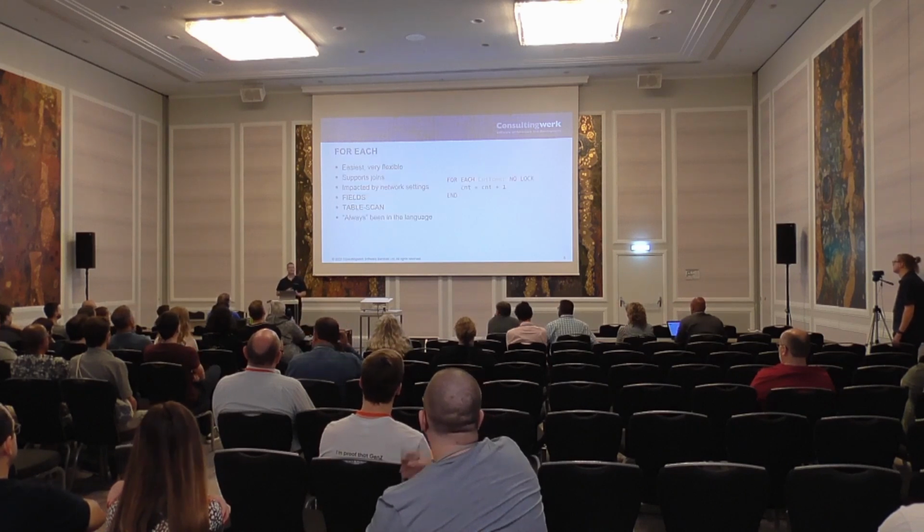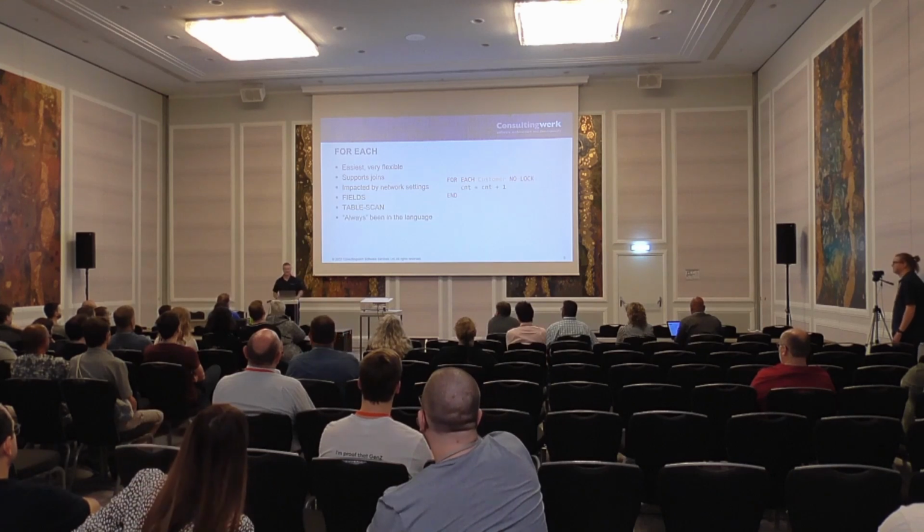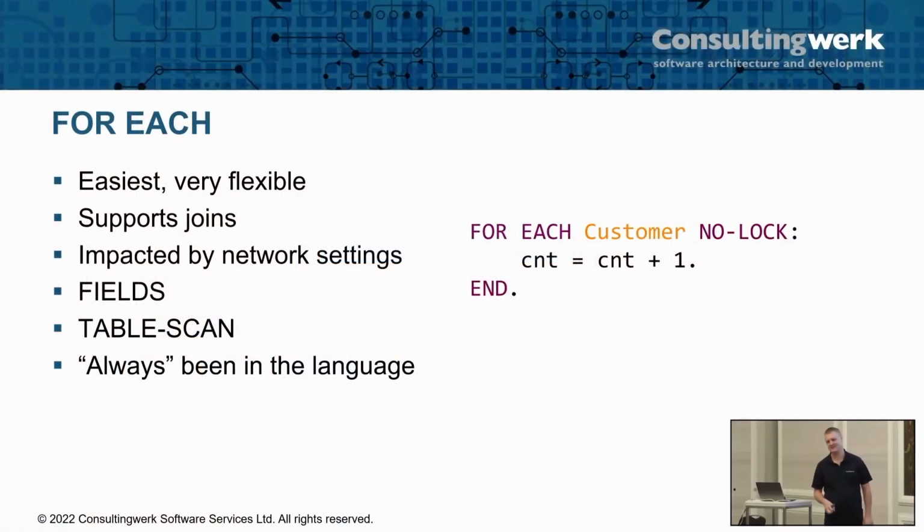So, who doesn't know what a for each is? Trick question. Everybody knows a for each. It's the easiest. It's just 1 plus 1 plus 1 plus 1 plus 1, right? It's been in the language since the beginning. Everybody knows it, everybody loves it. You can do a lot with it. It supports table joins and filtering. When I say filtering, I mean where clauses, basically.